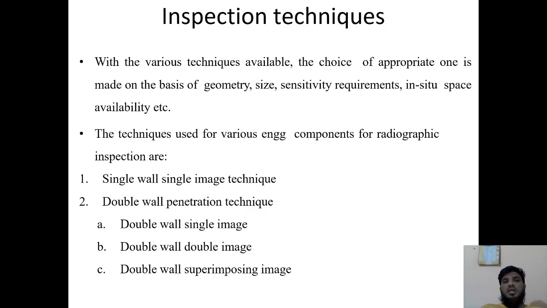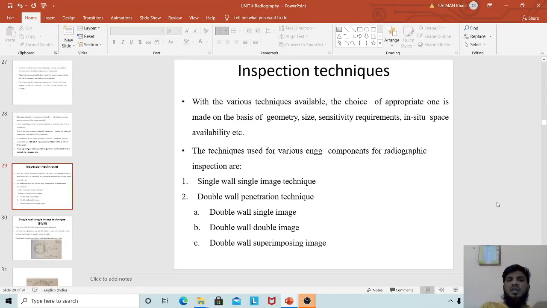So with this we can stop. Inspection techniques, and how the X-rays are studied, we will see. What are the various types of films which we generally use for identifying X-rays and gamma rays, we will discuss in our next lectures. Okay.